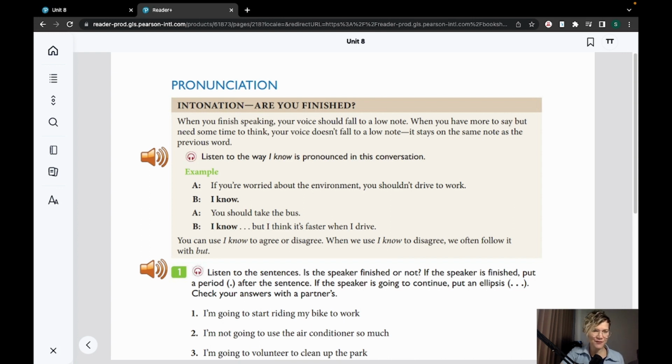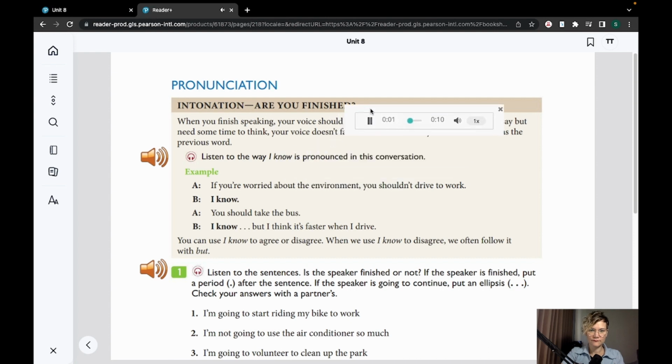Very good. That brings us to pronunciation, intonation. That means it's what you're doing with your voice, like you're going up, you're going down. That's intonation. When you finish speaking, your voice should fall to a low note. You automatically go down. When you have more to say but need some time to think, your voice doesn't fall to a low note. It stays on the same note as the previous word. So we can listen to that to hear. Let's try it out.